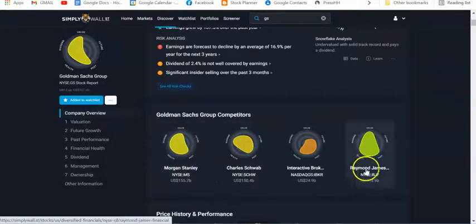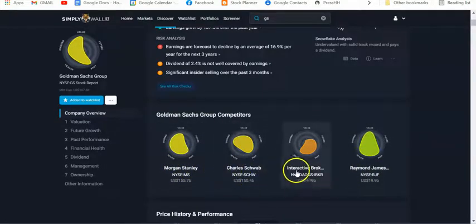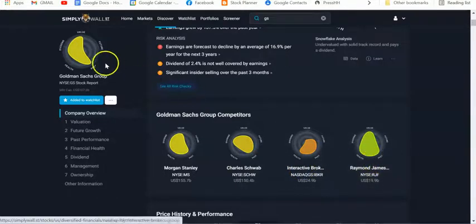Those are the competitors. We know about that. Interactive Brokers is a broker I'm using. And this is green, from Raymond James. And this is like yellow. The greener the better for snowflakes. Do you listen to your snowflake?